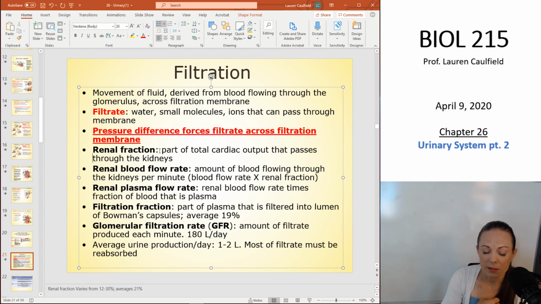Cardiac output is your stroke volume times your heart rate.